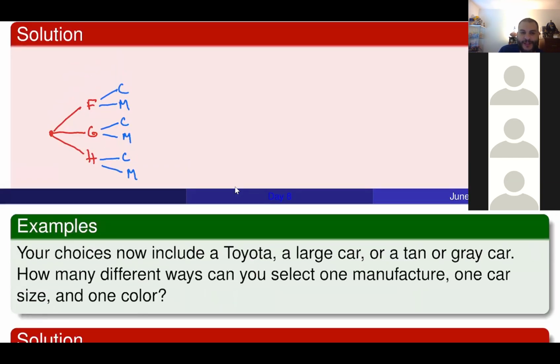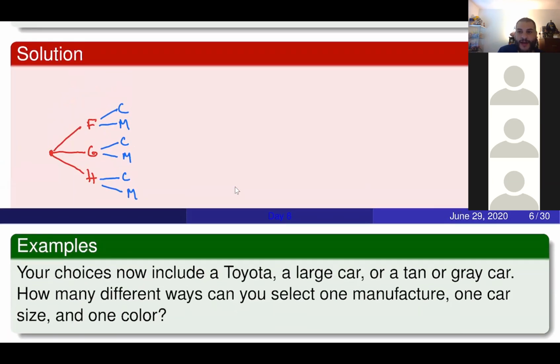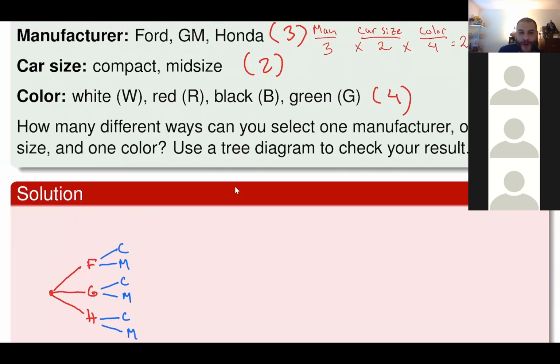So once you choose what size car you want, you could then choose the color of your car. If you look at it, we have 4 options: white, red, black, or green.